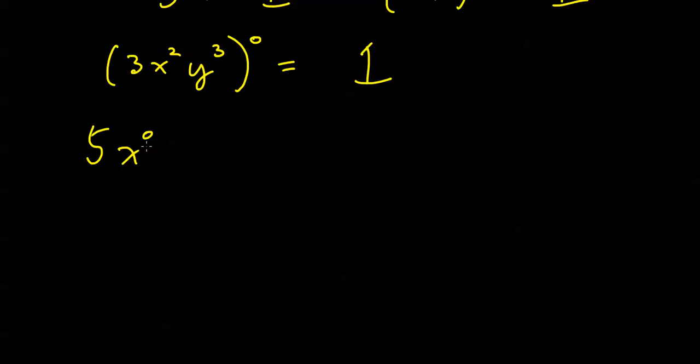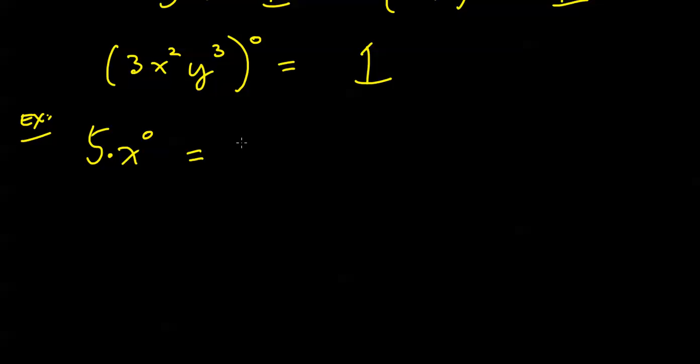Let's look at something that looks like this. Example, 5 times x to the 0 power. The book makes a big deal out of this type of problem. That 0 exponent is only working on this variable x. Notice, that's an implied multiplication here.